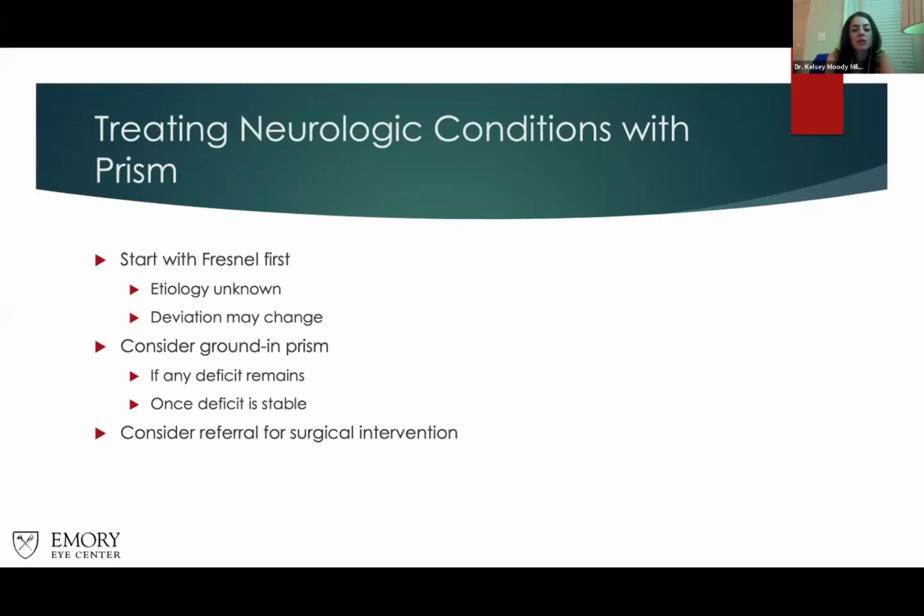So when we're starting to think about prisms, like I said, we're going to potentially do Fresnel prism first, specifically if the etiology is unknown and if the deviation may change. Then we'll consider ground-in prism, specifically if after we know the etiology, if any deficit remains, or we know that it's stable, or we know the cause. And we'll consider referral for surgical intervention potentially if patients are interested in this.